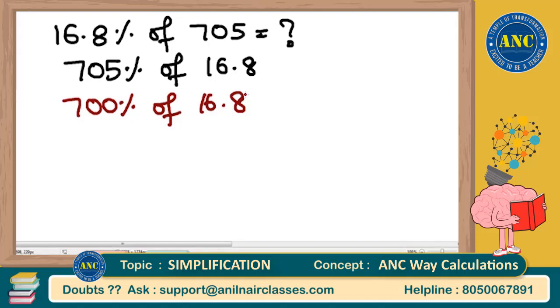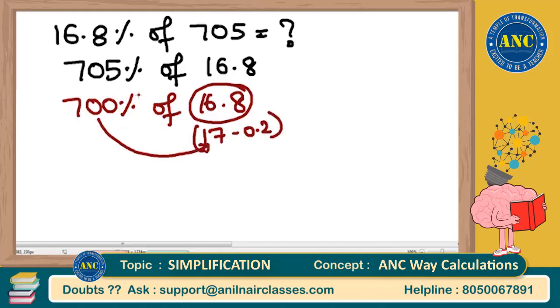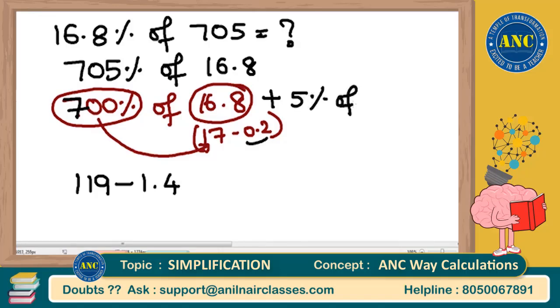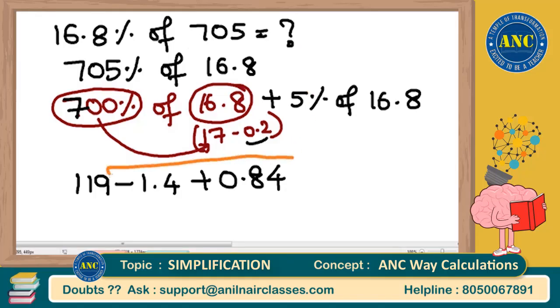Now see here, 700 percentage of 16.8 is not a good looking number. Make it as 17 minus 0.2. 700 percentage of 17, 700 percentage is nothing but 7. 7 into 17 is 119, minus 7 into 0.2 is 1.4. And 5 percentage of 16.8: 10 percentage is 1.68, 5 percentage is 0.84. How easily you can do this, sir. From 119, if I add 0.84 and subtract 1.4, finally you will be left with 118.44. This should be my answer.